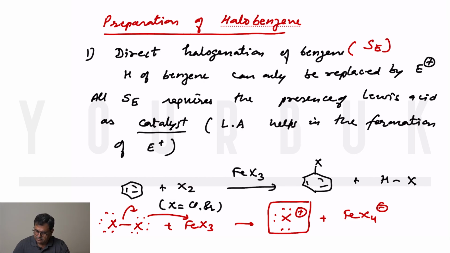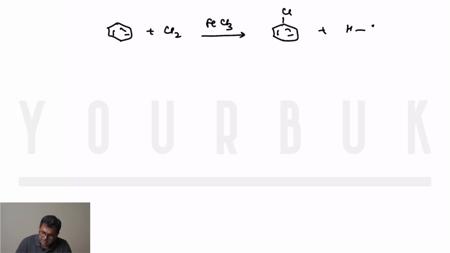For example, we react benzene with chlorine in the presence of FeCl3, and it gives chlorobenzene and the side product is HCl. Similarly, benzene on reaction with bromine in the presence of FeBr3 gives bromobenzene plus HBr.